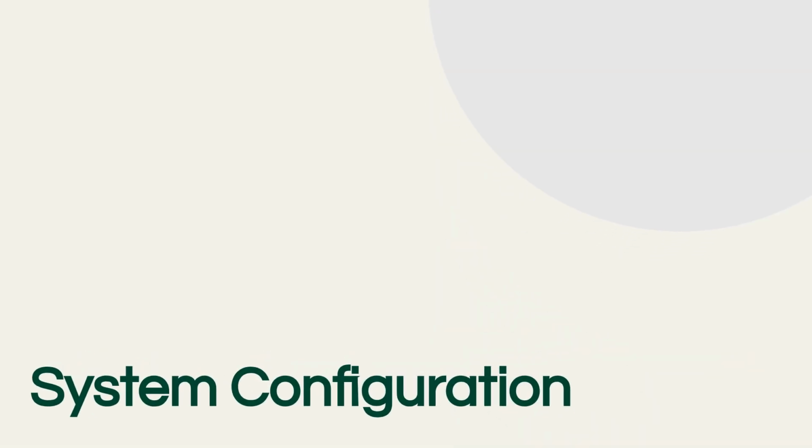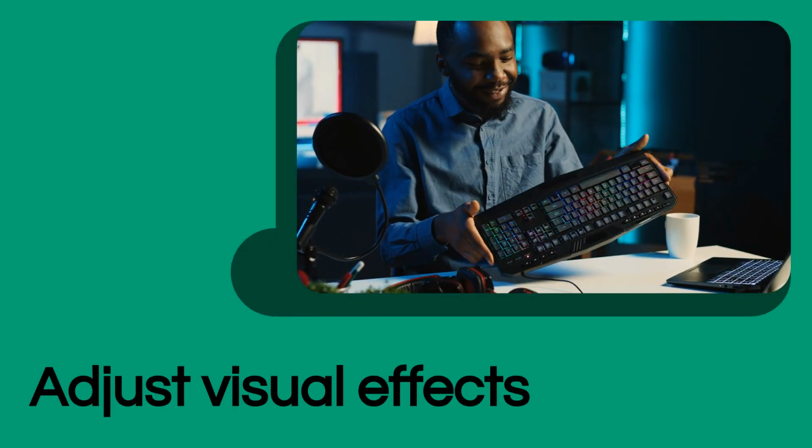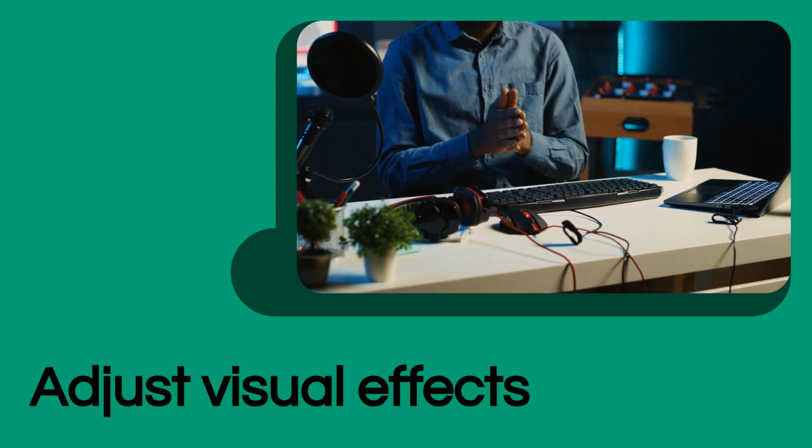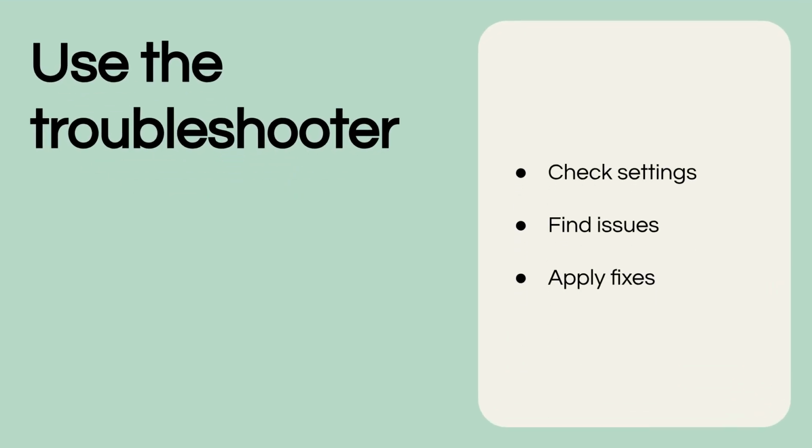A few system configuration tweaks can prioritize performance over visual aesthetics. Windows uses various visual effects that consume resources. Adjust these settings to prioritize performance for a snappier experience. Windows has a built-in system performance troubleshooter. Use this tool to automatically find and fix common performance issues.